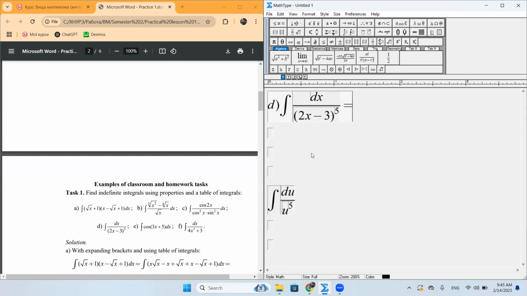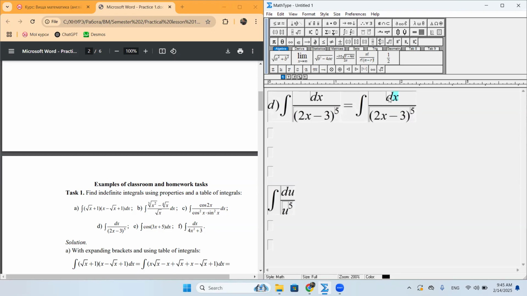Okay. Let me help you. So now we will use the differential entry technique. So how to use it? We need just to make this expression like a regular variable.